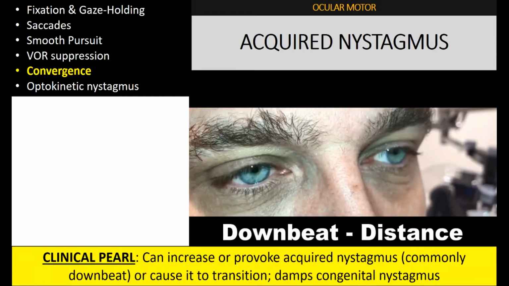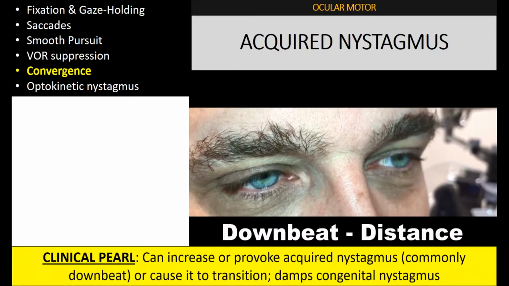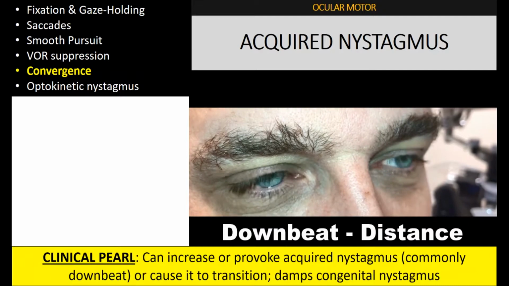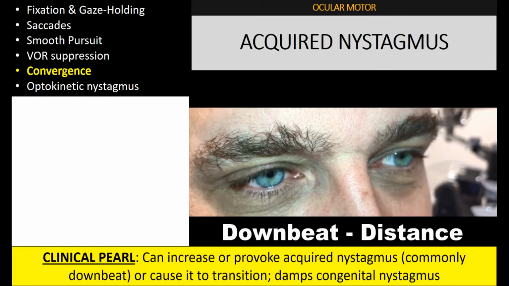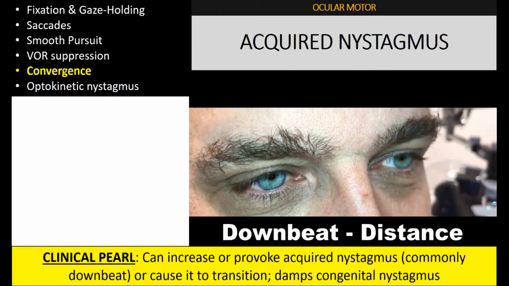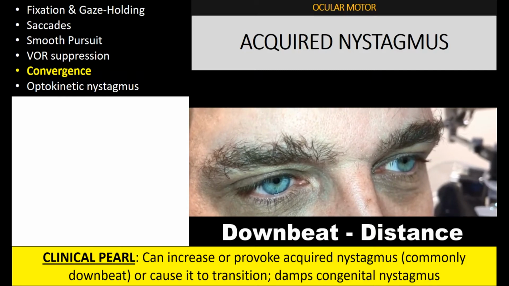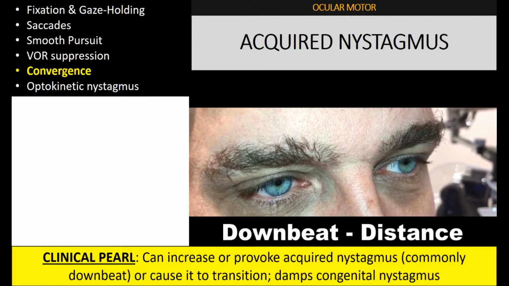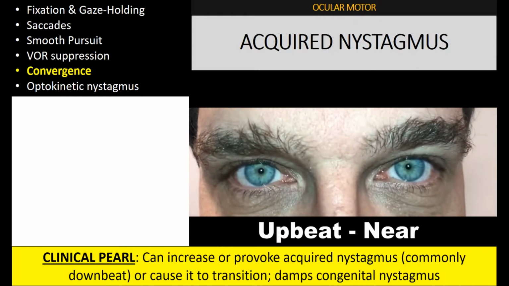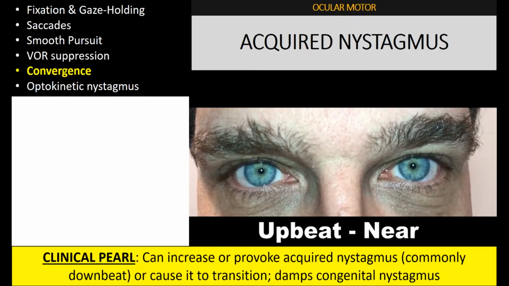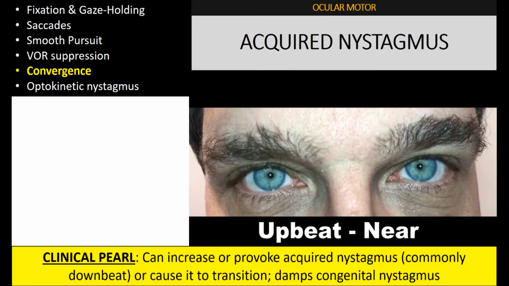A patient who comes into the emergency department with Wernicke's encephalopathy may have spontaneous upbeat nystagmus. If you have them converge, this can transition to downbeat nystagmus. This can be a clue that you're dealing with Wernicke's. This can be a clue that you need to administer intravenous thiamine immediately. Convergence will also damp congenital nystagmus. So if somebody has infantile or congenital nystagmus that they've had for their entire life, oftentimes it's going to damp if you have the patient look at near.